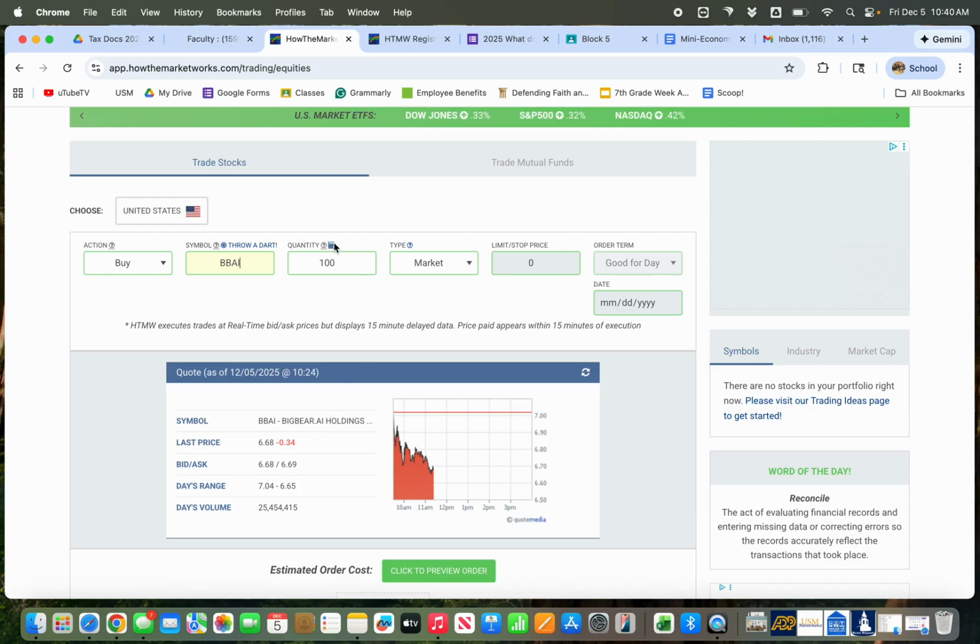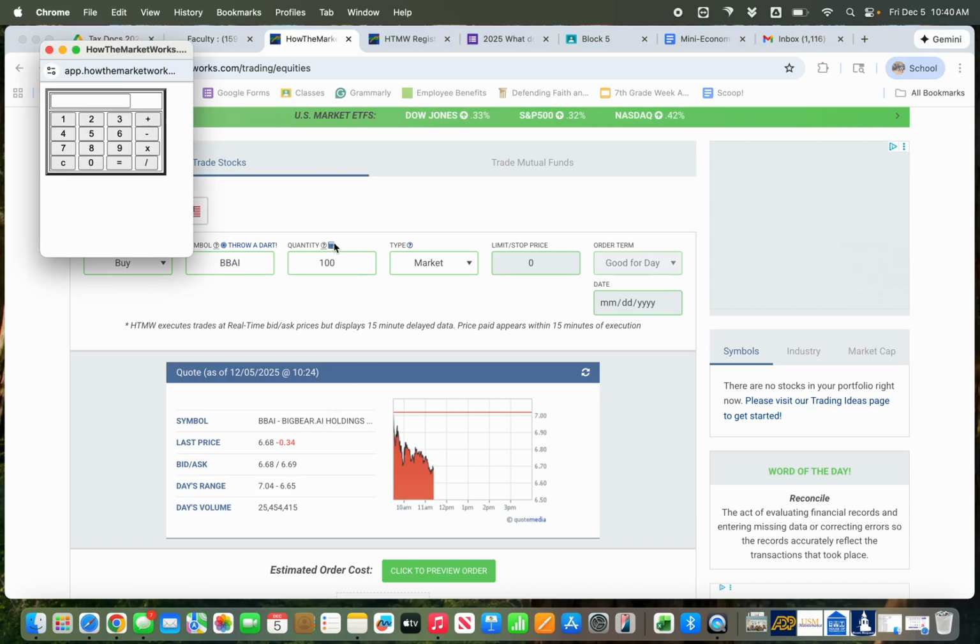Easy. We're using this calculator here. So let's say I want to go big on Big Bear. Well, then I'm going to put in 25,000. Remember, that's my limit. I'm going to divide it by its current price, which is $6.68.